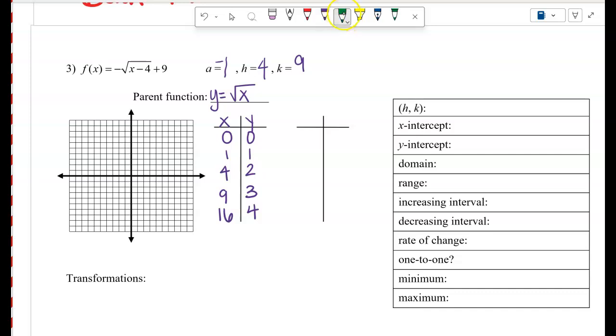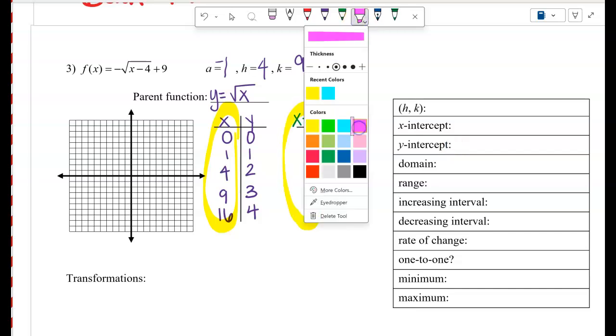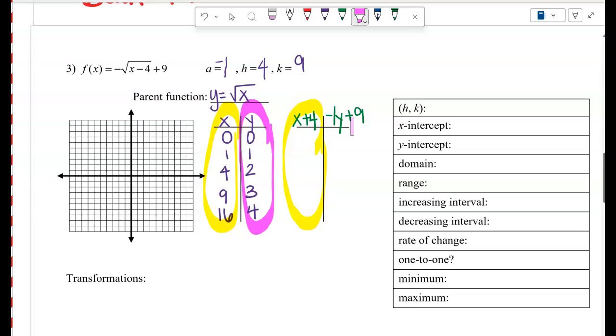Okay. Now, since we have a negative a, that's going to get multiplied to your y. Your h, students, is going to be added to your x, and your k value is added to the y. So for your transformation, we are going to take all of the parent x values and change them by adding 4. Once you're done with that, take all of your parent y and multiply by negative 1 and add 9. So go ahead and do that.